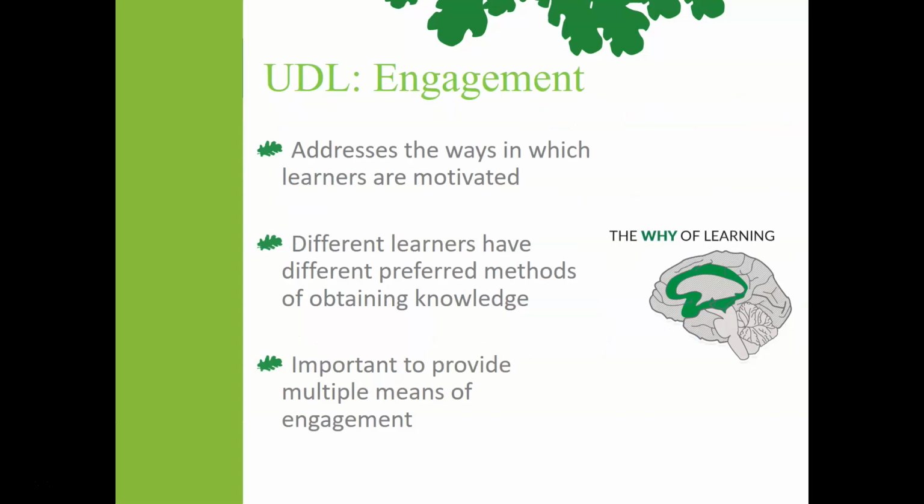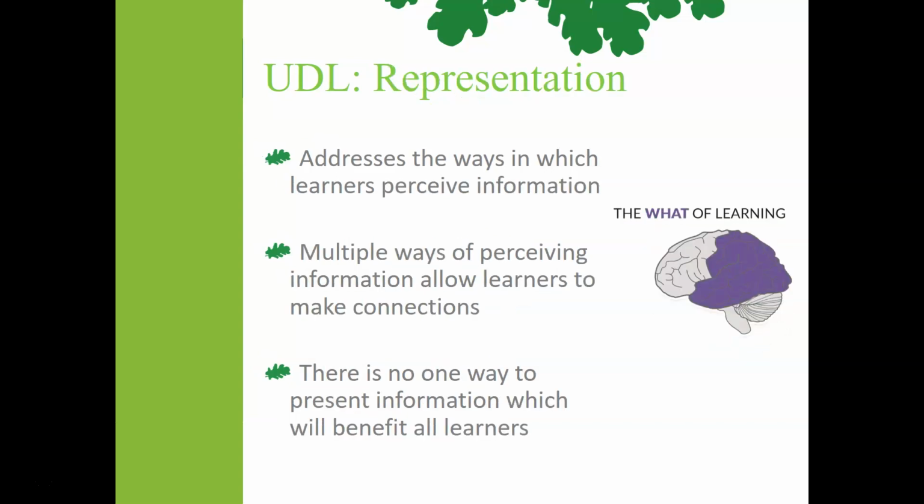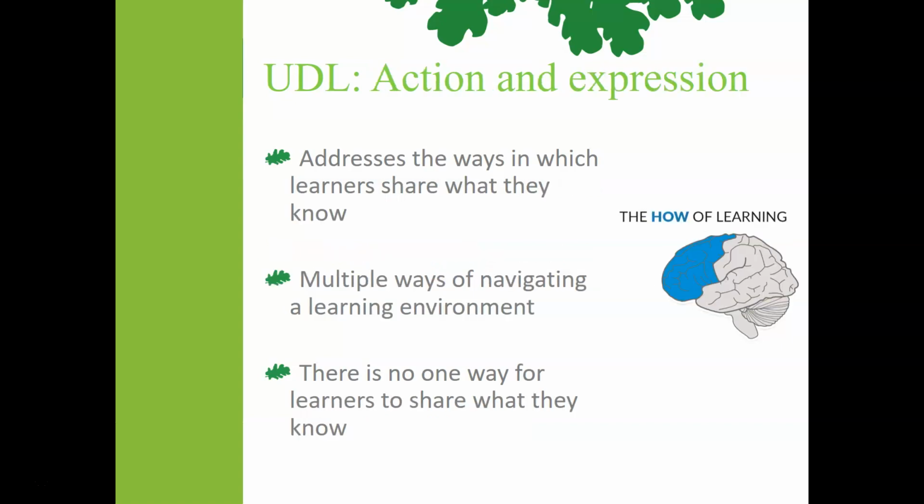So, kind of as a recap, in terms of engagement, Universal Design for Learning addresses the ways in which learners are motivated. Different learners have different preferred methods of obtaining knowledge, and it's important to provide multiple means of engagement in your presentation. And as a recap for representation, it addresses the ways in which learners perceive information. Multiple ways of perceiving information allow learners to make connections. And again, there's no one way to present information which will benefit all learners.